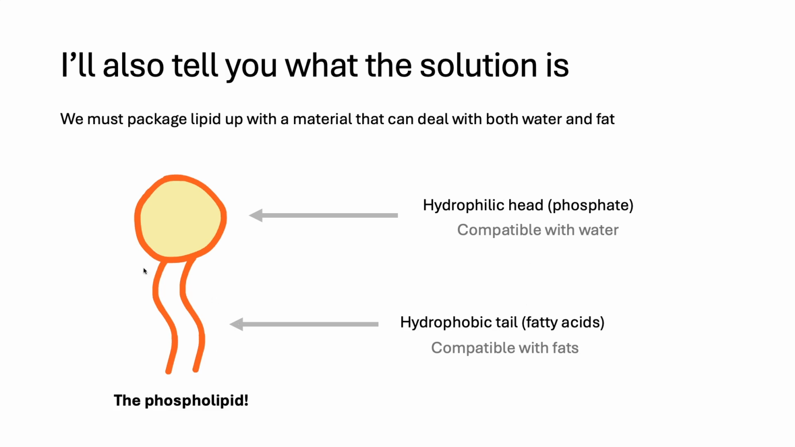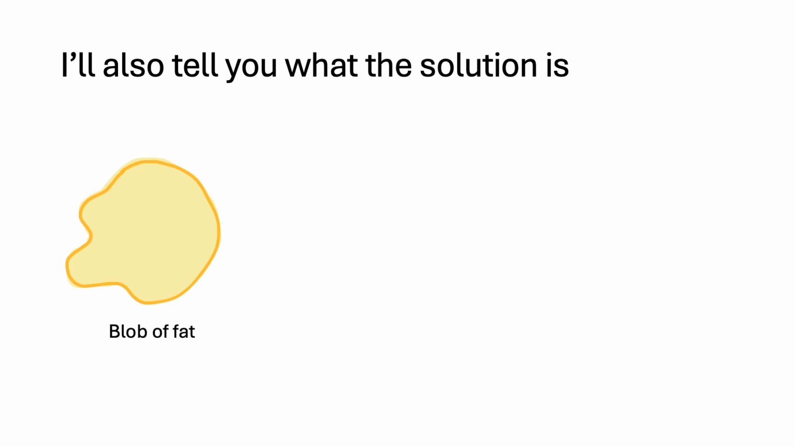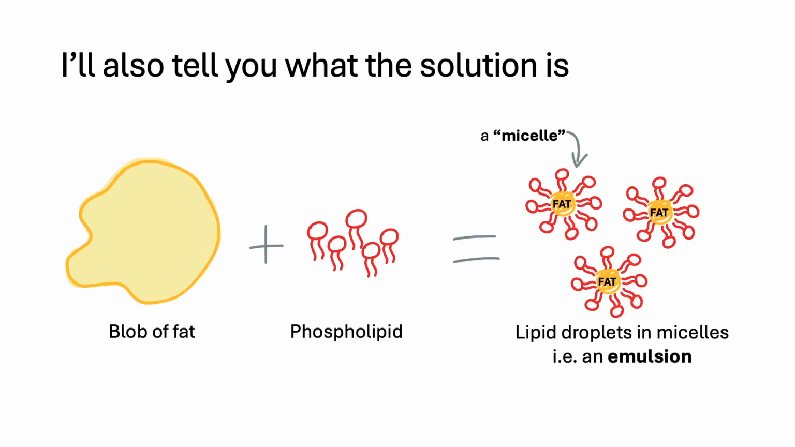Whereas the fatty acid side of this molecule is hydrophobic, and so it's scared of water. And so this bit is compatible with fat, this bit is compatible with water, and we're going to use this phospholipid to build a little shell to carry our lipids. So let's get a blob of fat, we'll chuck it in with a bunch of phospholipids, and we form a series of structures like this.